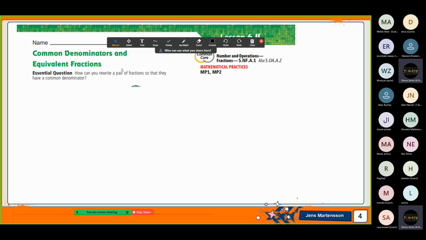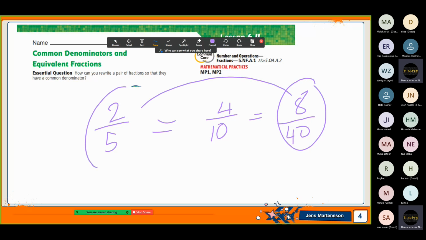How can I say that 2 over 5 is equal to 4 over 10 and is equal to 8 over 20? How is this fraction equivalent to this fraction? How do you know that? Oh, sorry, here it's 20. So how is 8 over 20 equivalent to 2 over 5?